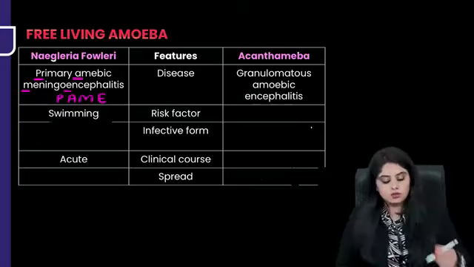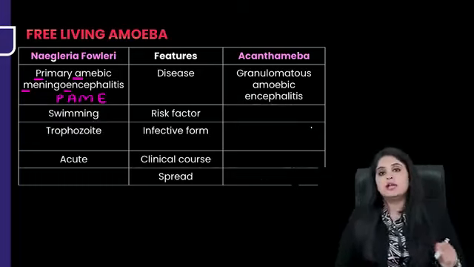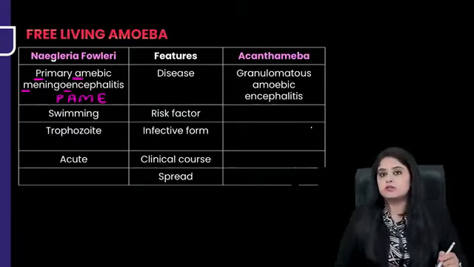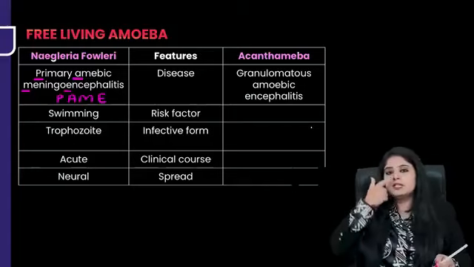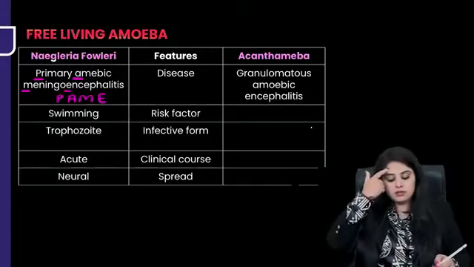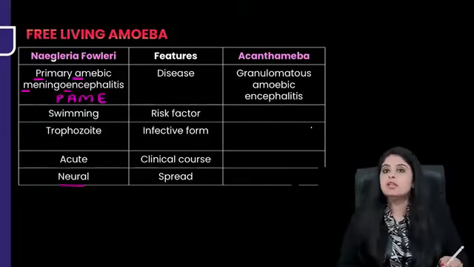So which is the form that is going to go and cause infection? It is primarily the trophozoite which is going to cause infection. And how is it going to spread thereafter? It is going into the nerves, into the brain, via the nose, cribriform plate and brain. So the spread is going to be neural.